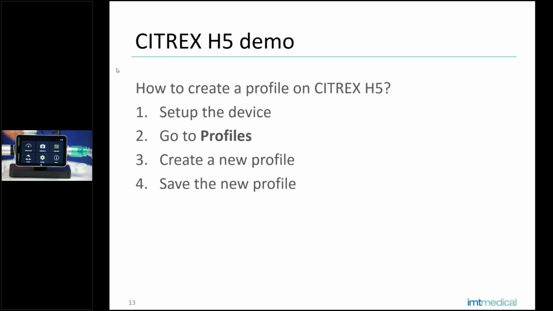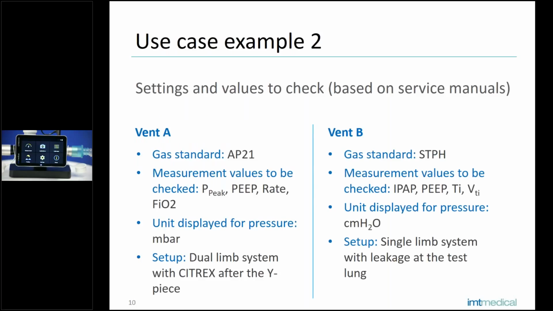So this is a different ventilator, different setup. Need a test lung with a leak here. So now I have ventilator B connected to my CITREX H5 here. And let's have a look at my presentation slide. So you see for ventilator B, I need different settings.